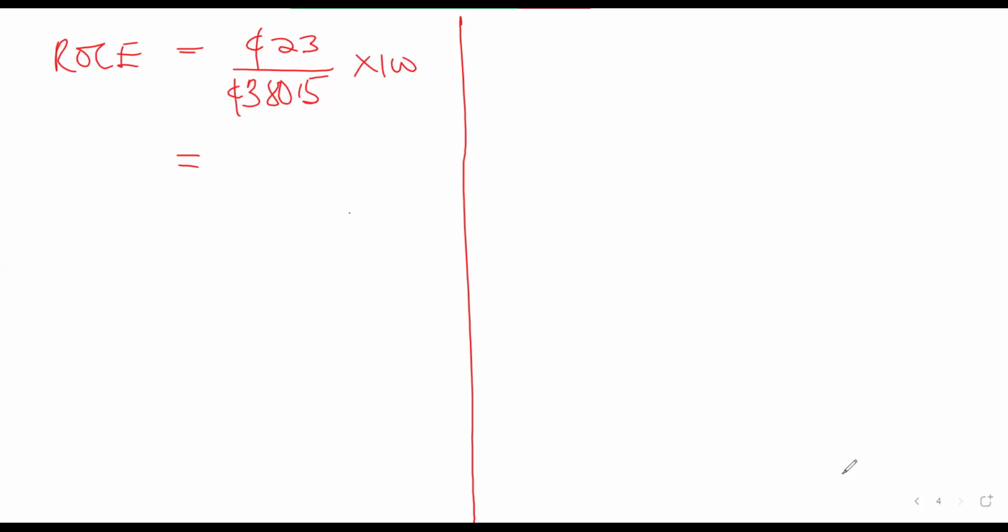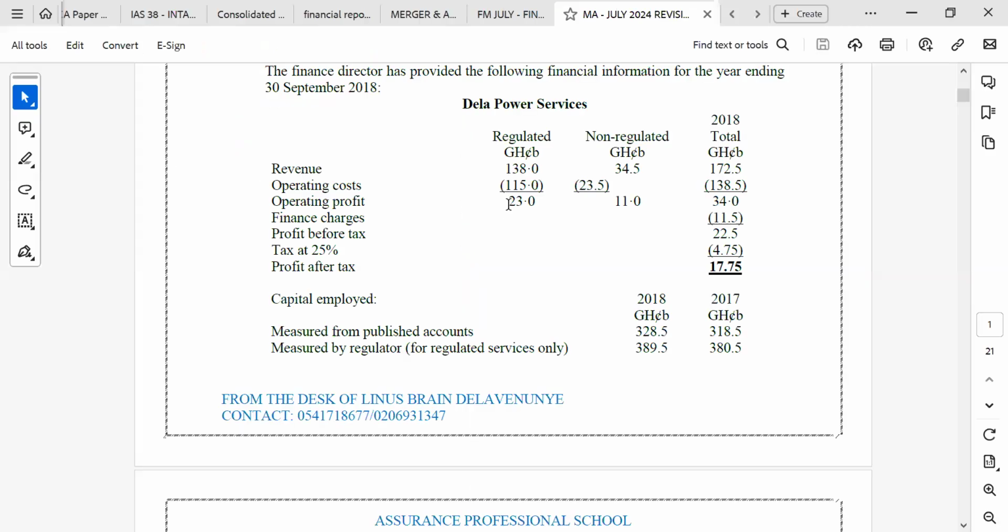6%. Is how what percent? 6. Okay. Sir, please, how did you get the 23? What did we do? How did you get the 23? The 23 is given in the question. But sir, is the 23 negative or positive? Because I'm seeing negative 23.5. No, regulated service, revenue for regulated is 138. Their operating cost is 115. Their operating profit is 23.